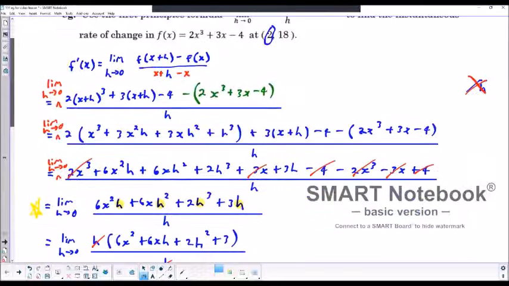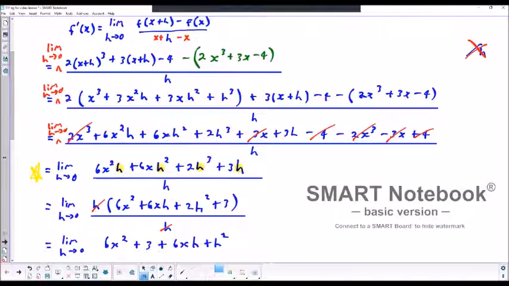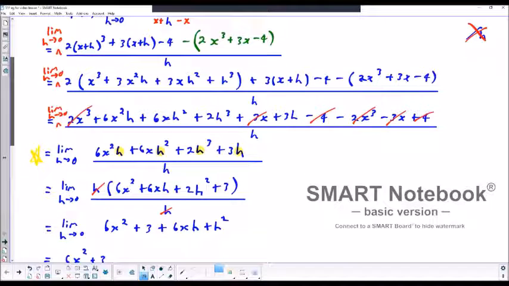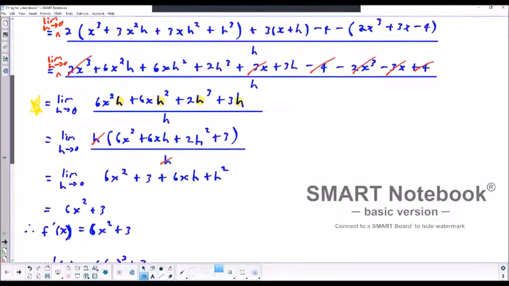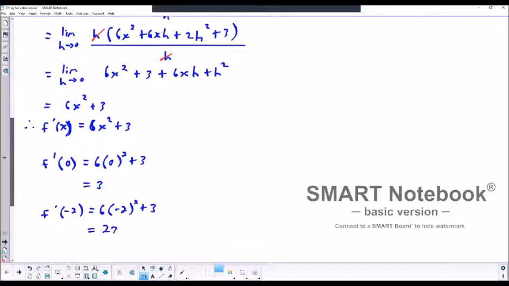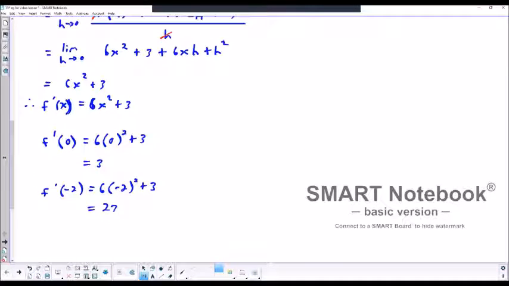So that's how we would work through the difference quotient, the first principles definition of finding a derivative, and this is how it would be used in order to determine gradients at different points along the curve.